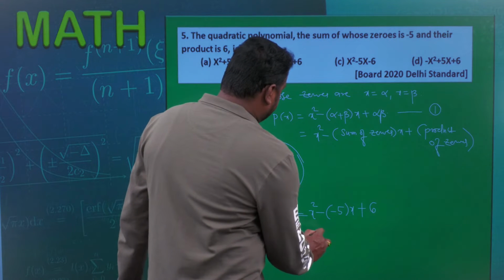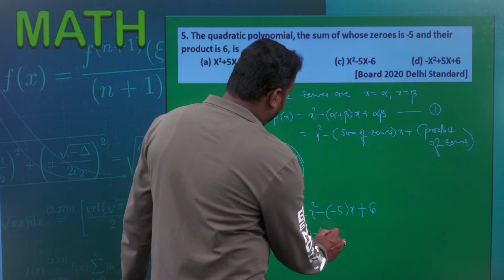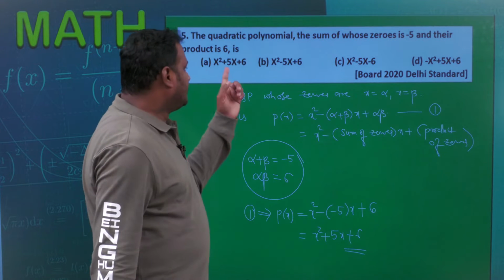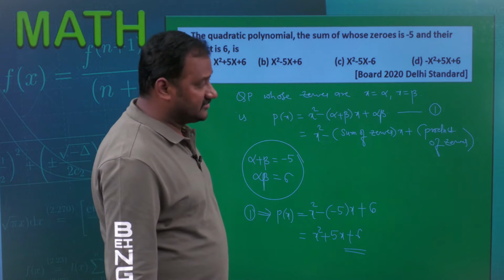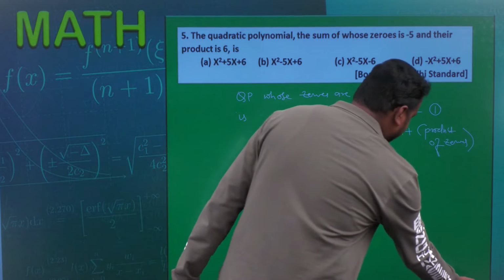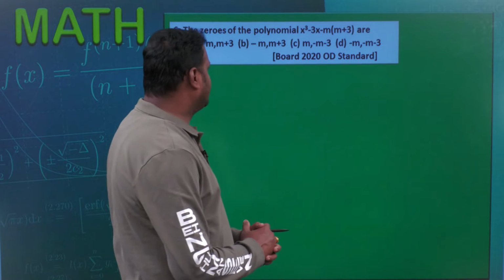So x square minus into minus is equal to x square plus 5x plus 6. This is your required polynomial, whose sum of zeros is minus 5 as well as their product is 6. Right? Next. Moving on to the next problem.